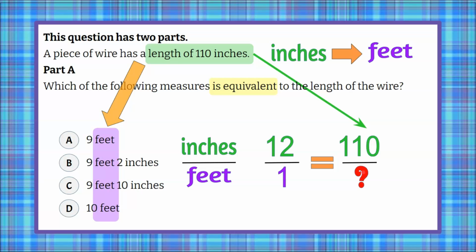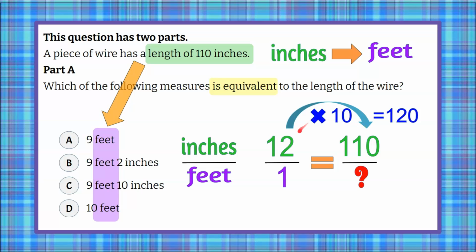So we're going to convert. I'm looking at this mathematically, and I know that we're going to find a multiplier here, a factor. 12 multiplied by what is 110? I know if I multiply by 10, I'm just going to add a 0. So 12 times 10 is 120. 120 is larger than 110.